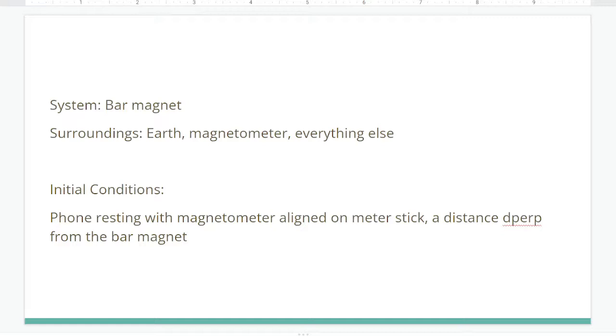Just to define the system, the system is the bar magnet, the surroundings are literally everything else. And the initial conditions are your phone is just resting on the meter stick with the magnetometer aligned on the stick so that it is a perfectly straight line between the magnetometer and the bar magnet. This also needs to be aligned so that Earth's magnetic north doesn't have much of an effect.